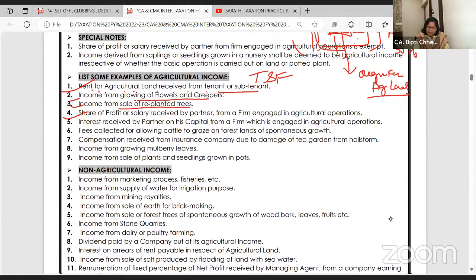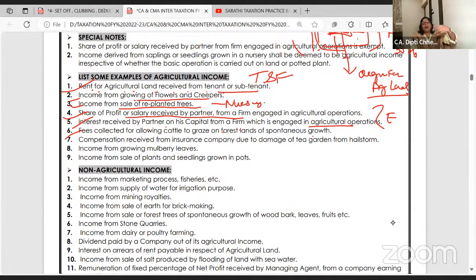Share of income from replanted trees, meaning nurseries outside the city, their income is exempt. Share of the profit or salary received by a partner from a firm engaged in agricultural operations. So if a partnership firm is engaged in agricultural activity, then whatever profit or salary is given to a working partner, the salary and remuneration received from the partnership firm is business income, but it will be exempt because that partnership firm is doing agricultural activity. Interest received by a partner on his capital from a firm which is engaged in agriculture. So if the partnership firm is engaged in agricultural activity and they are paying interest to the partner, that interest and all will be exempt.